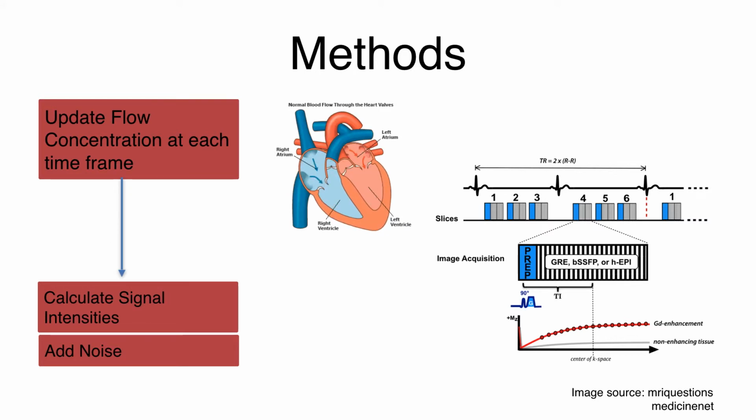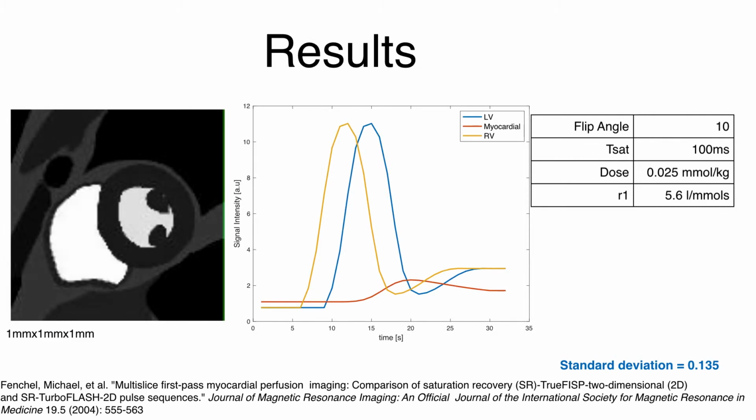After signal intensity calculation, I added noise to make the simulation realistic. For the calculation of results, the first step was to calculate the gold standard, the most ideal case, which is like 1 by 1 by 1 millimeter. So this is the slice thickness and this is the in-plane resolution. So it is ideal, it is without any noise.